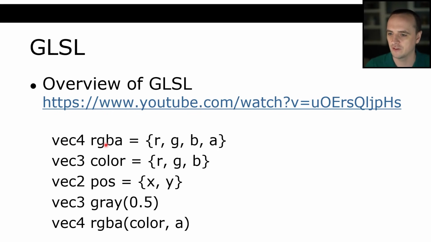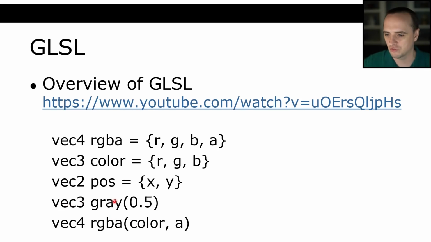So if we say vec4 RGBA or vec4 color equals something, just like we could in C, then that is defining a vector with 4 elements. Similarly, vec3 color could just be the RGB. A position could be an X and a Y. We can also define a vec3. So I'm going to be using this shortcut way of defining things in my examples.